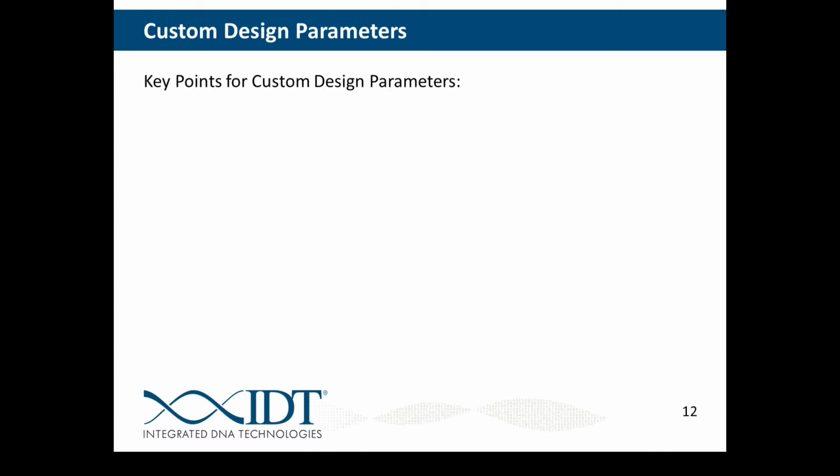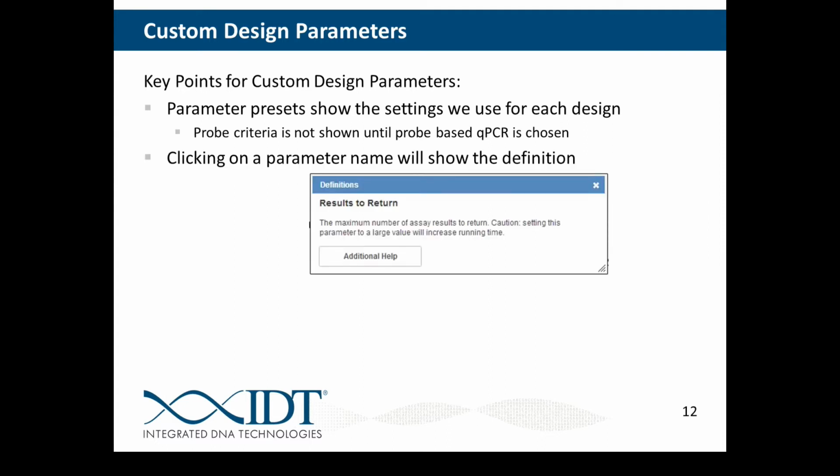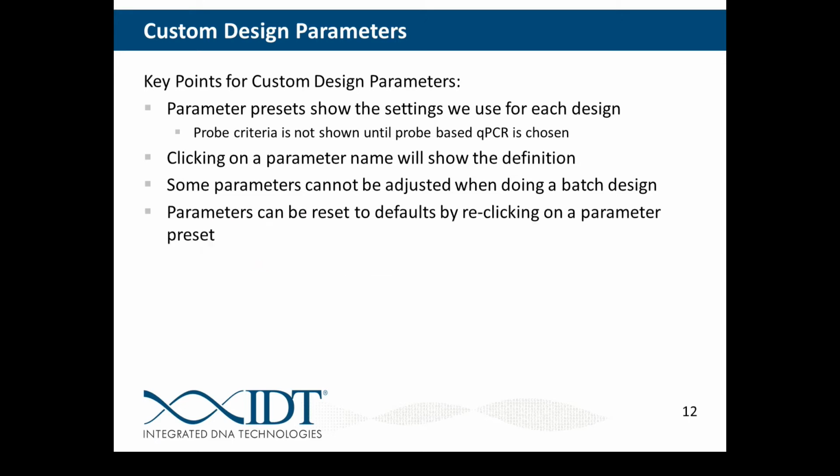So a couple key points for the custom design parameters before we move on. The parameter presets will show the settings we use for each design, and the probe criteria is not shown until a probe-based qPCR option is chosen. Clicking on a parameter name will show the definition, which I showed a few times. Some parameters cannot be adjusted when doing a batch design, so here's what that looks like when it's grayed out for doing a batch design. Parameters can be reset to defaults by re-clicking on a parameter preset.